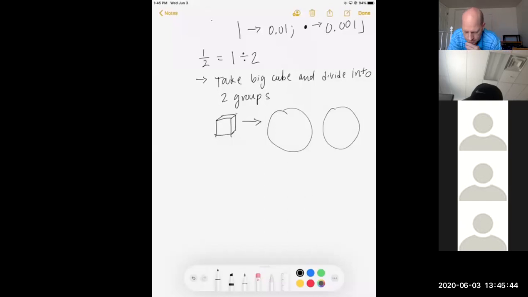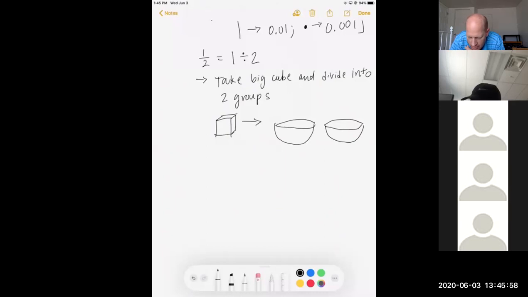Or you can think of them as like two baskets or something. We have these two spots that we're gonna put the big cube into. And however much is in one of those is 1/2, however much that is as a decimal. So we separate it into two groups. I'm only gonna look at how much is in one of those.